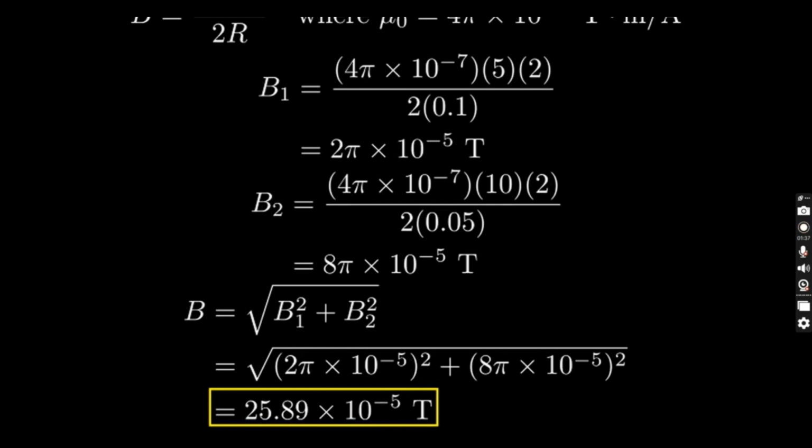And there we have it. The resultant magnetic field at the common center of our 2 perpendicular coils is 25.89 times 10 to the minus 5 Tesla.